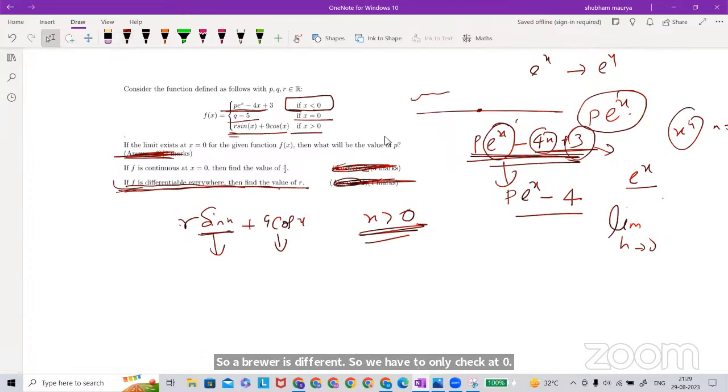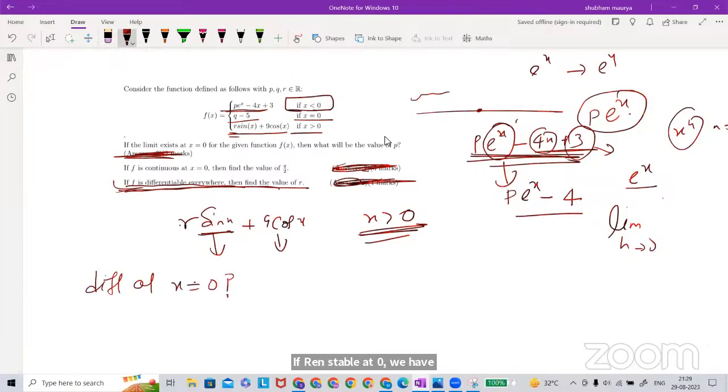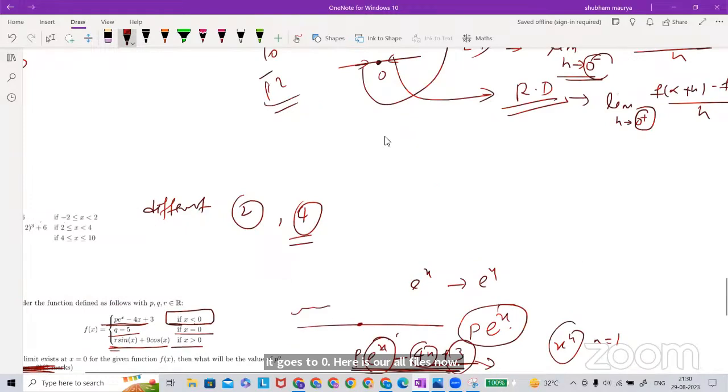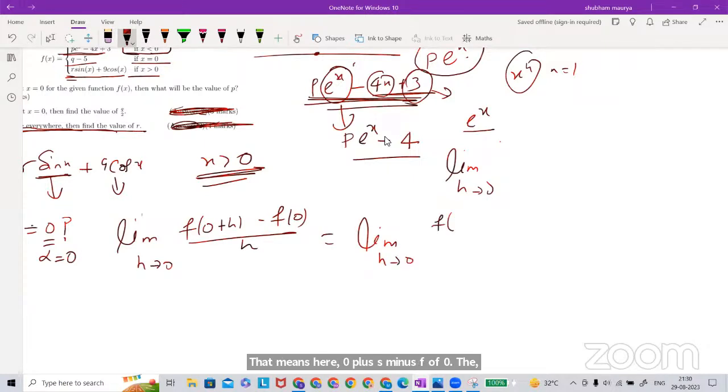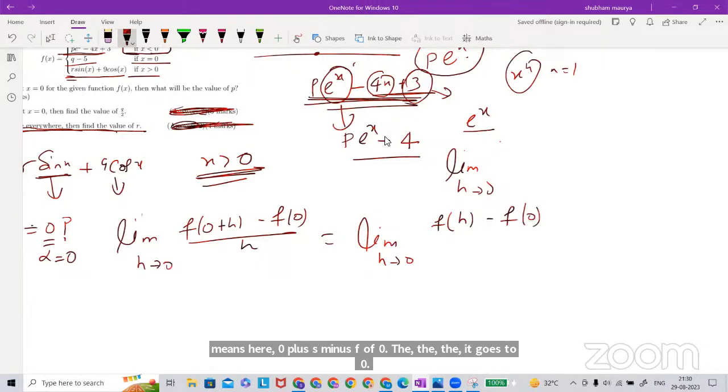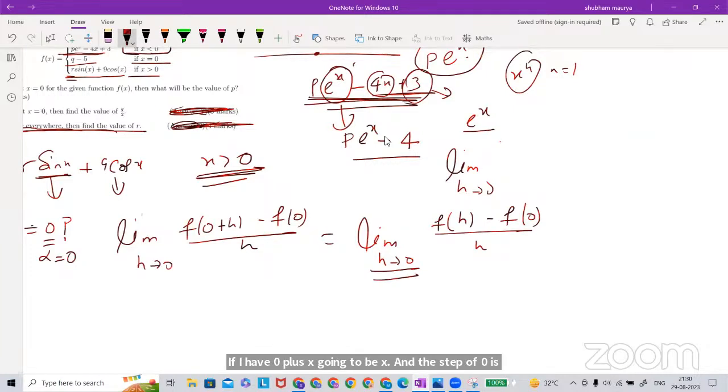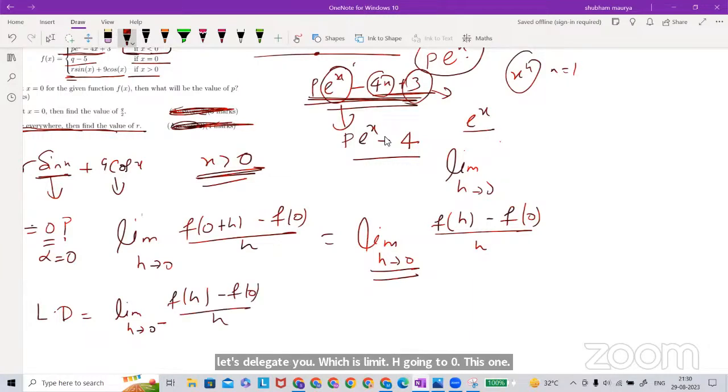So let's check the differentiability. Differentiable at 0 we have to check. So we use the definition, limit h goes to 0. Here our alpha is now 0. The same definition we can apply here. That means f of 0 plus h minus f of 0 upon h. That means finally limit h goes to 0, f of 0 plus h minus f of 0, and this is h. Now we have to check with the left derivative and right derivative. First here h is approaching 0. So the left derivative, which is limit h going to 0 from the minus side, f of 0 plus h minus f of 0 upon h. So for the left side it means h is lesser than 0.